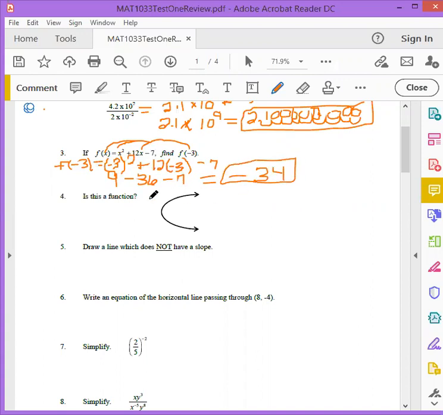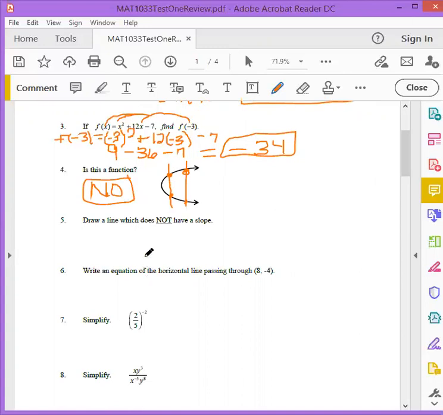Now, number 4, is this a function? We want to perform the vertical line test. So each of these vertical lines, we're checking to see if they touch the graph only once. If they do, then it is a function. If they do not, it's not a function. And as we can see, these vertical lines touch the graph twice, which means this is not a function.